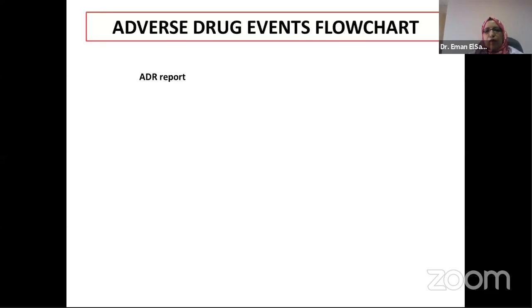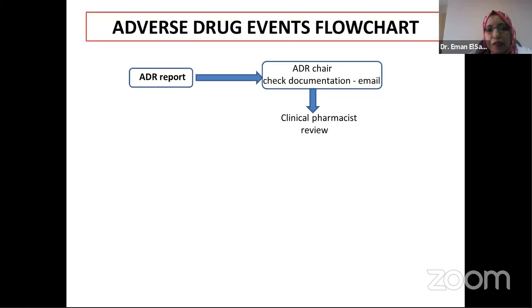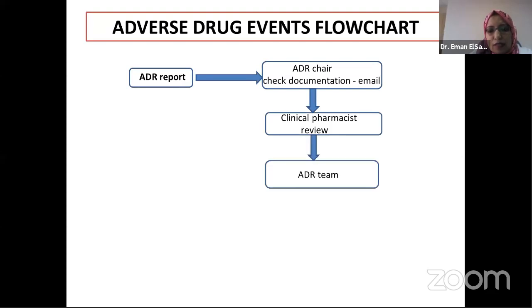Now we will go to the part for the ADR team and medication safety program. What will we do with this report? What is its importance? The ADR report should be reported to the ADR chair, or maybe to the quality department or medication safety officer, to check the documentation and revise. It needs a review from clinical pharmacy to assess the severity and causality of the adverse drug reaction. It is discussed in the ADR team meeting, and a quarterly report is sent to the Medication Safety Center or Saudi FDA.